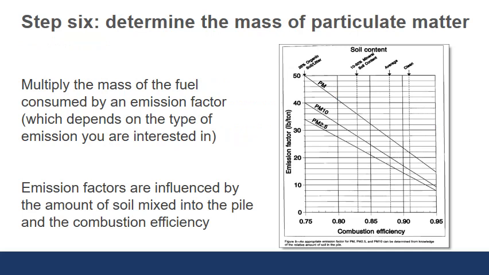The mass of an emission produced by a fire is calculated by multiplying the mass of the fuel consumed, which was calculated in the previous slide, by an emissions factor. The emissions factor is dependent upon the type of emissions you are interested in: PM, PM10, or PM2.5. The table shown from Hardy 1996 provides estimates for these three types of emissions.